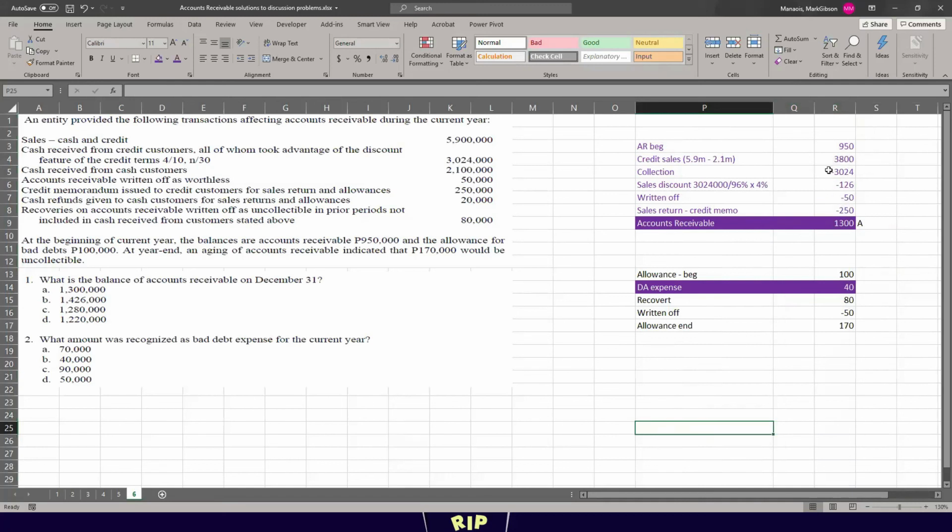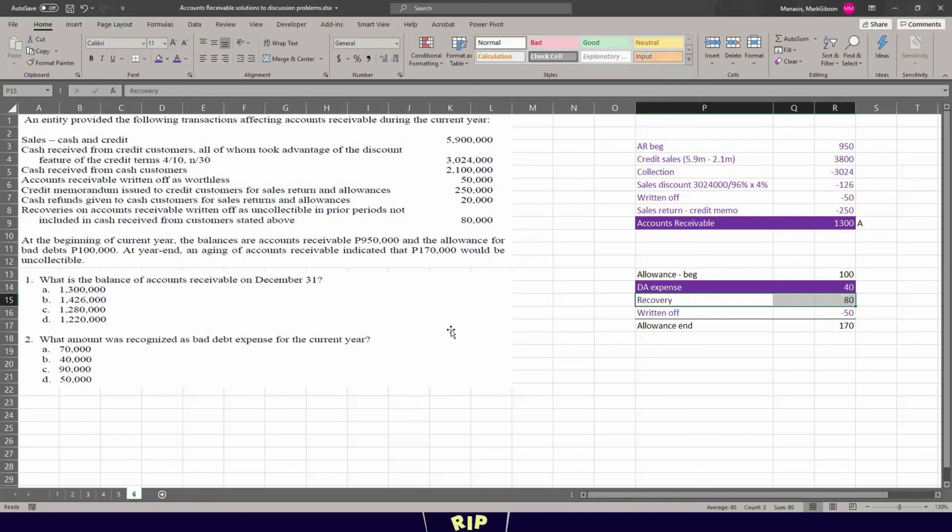Okay. So we go now to requirement number 2. What amount was recognized as bad debt expense for the current year? So again, class, in this type of problem, so we have to squeeze in. So paano yan? Of course, una, we have now the required allowance end of 170,000. So parang same approach as what we did, no, in problem number 6, no. So we have the written off of 50,000, so that's given. Recovery of 80,000 also given, no.